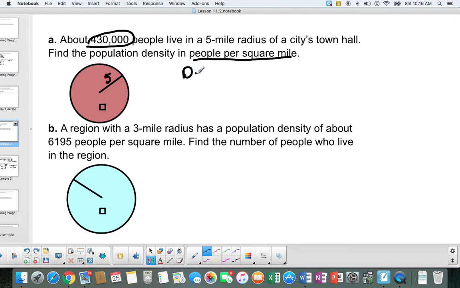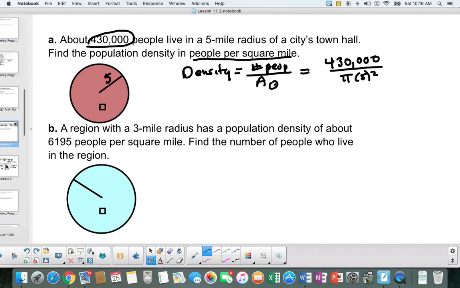Well, again, write out the formula. Density equals number of people divided by the area. And in this case, it's an area of a circle. So we're going to be writing 430,000, and then we're going to write the area, which is pi, and in this case it's 5 squared. I'm going to go to the next slide to show you all the work I did.